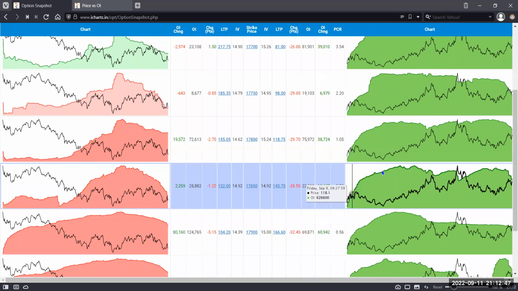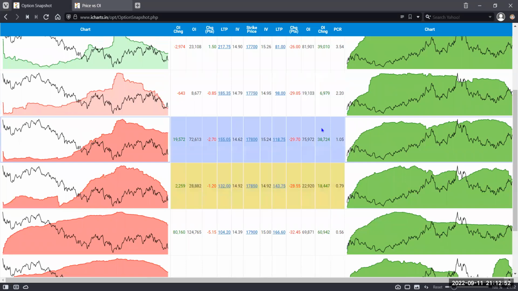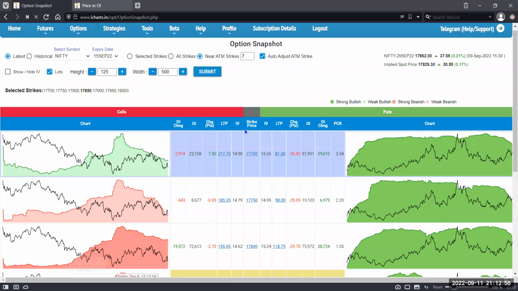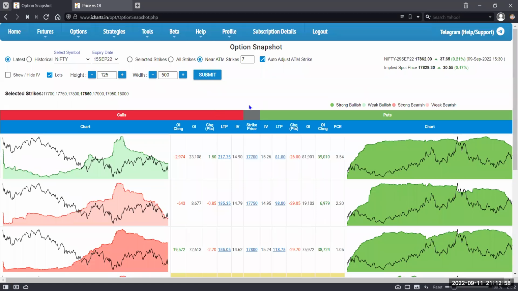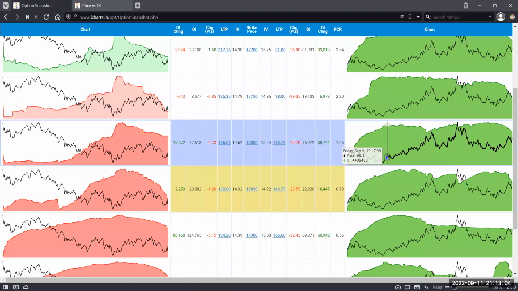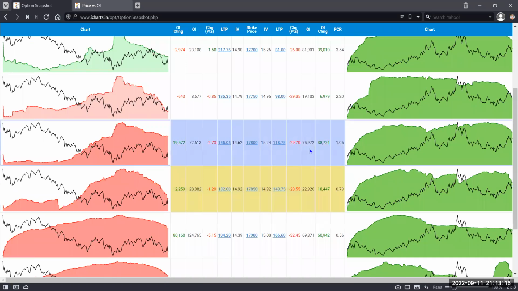Sir, can we add VWAP on this OI snapshot? It would be helpful if we can add VWAP on the OI snapshot. Yeah, the plan is there. We will be adding that. At the moment, it is not there. This is pending to be done. Then we will not have to go to the price versus OI. Yes, very true. I'll try and speed it up, but yeah, we have to do this. We'll do it. Thanks, sir.